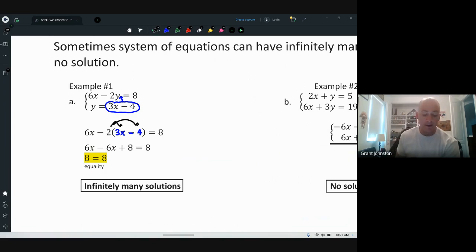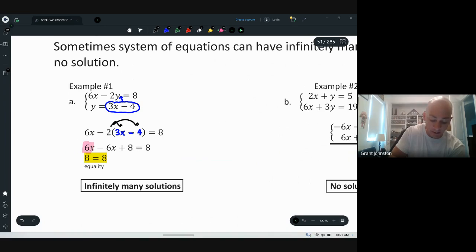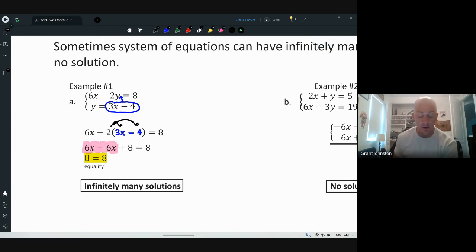And then this is the interesting thing. Let me highlight this in pink: 6x minus 6x. You begin to combine like terms, and this is where the special case happens. Those x's cancel each other out. They disappear. 6x minus 6x is 0x. It's nothing. And then you don't even have a variable to solve for. You just have this statement that says 8 equals 8.